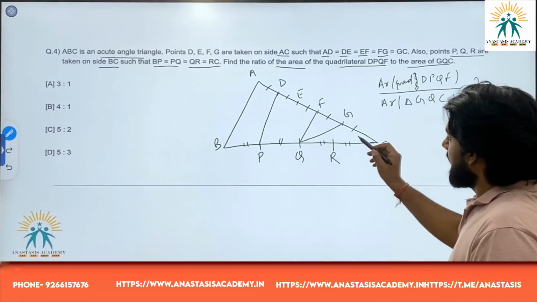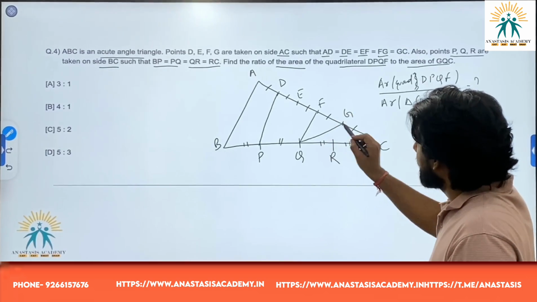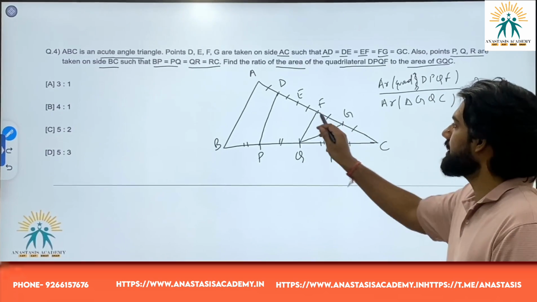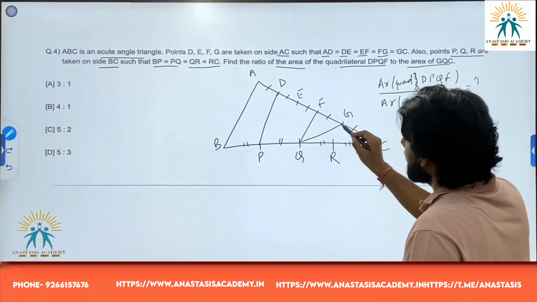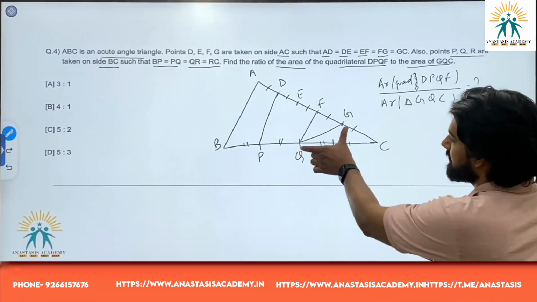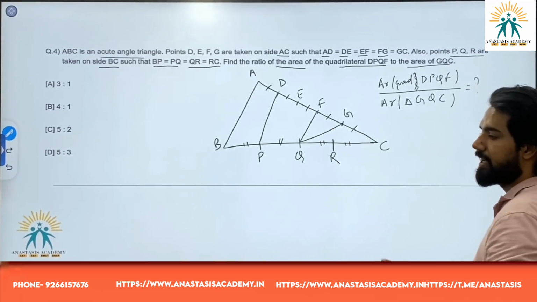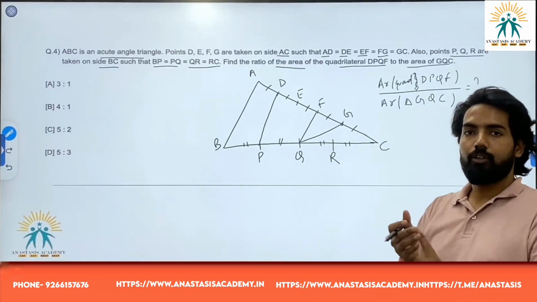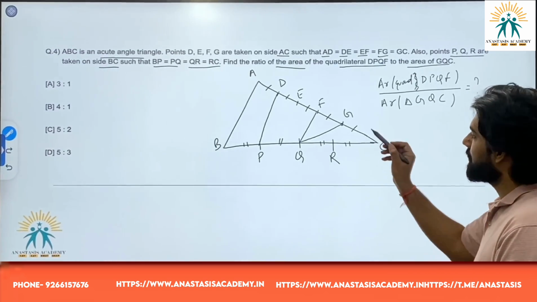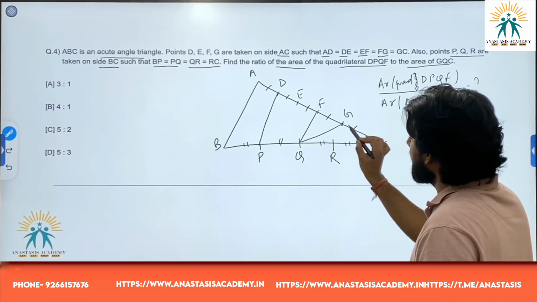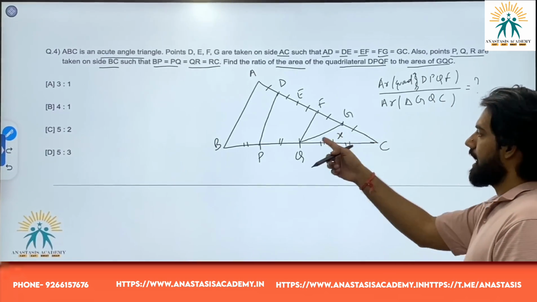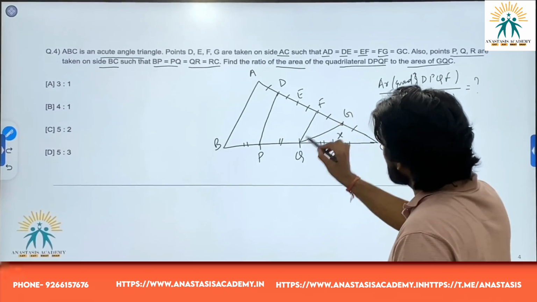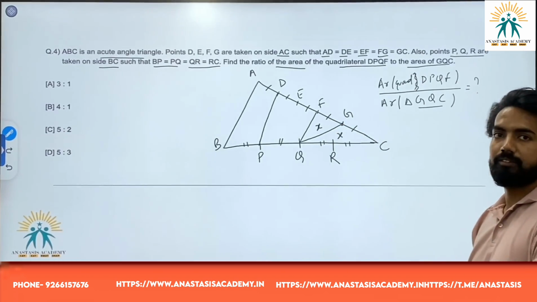Okay. Let's just take this triangle. For triangle FQC, I know this G is the midpoint. This length QG will be median. And I know a property that median divides the triangle into 2 halves of equal areas. So let's just assume the area of triangle GQC as x. Area of triangle FQG will be x.